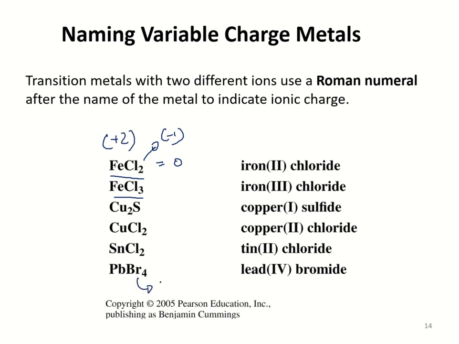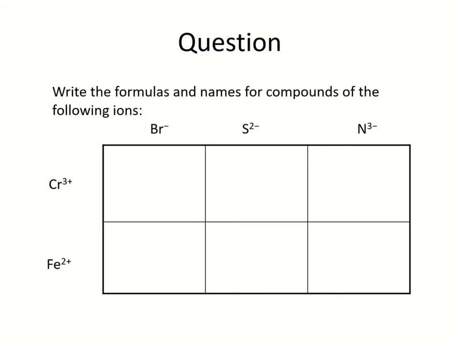For bromine, if you look at your periodic table, bromine is 1 minus, which means the lead that we're using has to be 4 plus in order to get 0. So you kind of work out your mass here. We have 4 times minus 1 plus positive 4 equals 0 there. So that's how you need to work it out.